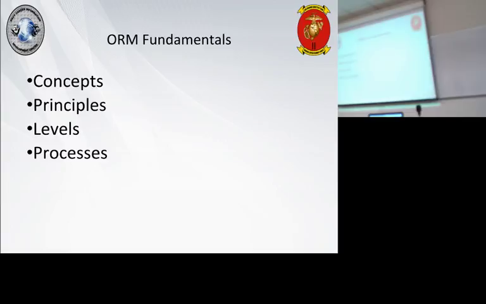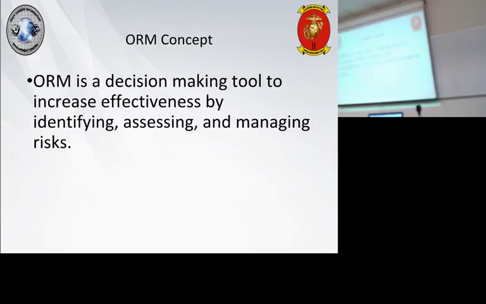Your fundamentals, all right? Concepts, principles, levels, and process. These are the fundamentals in order to have an effective ORM process. The acronym that I use for that is CPPL. Some people might remember that. It helps me remember it. So we'll talk about all these different ones here in a second. So your ORM concept, what is a concept? It's a decision-making tool to increase effectiveness by identifying, assessing, and managing the risks. So how do we increase the effectiveness of these programs? We just talked about one of them, right? Continuous assessments and evaluations of your ORMs. That is one of those processes.